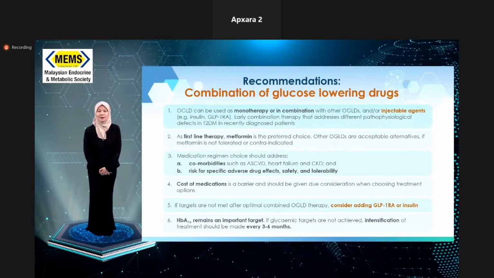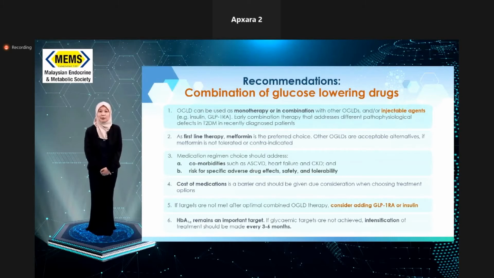So this recommendation at the end of the section summarizes the points that I've highlighted above, including oral glucose-lowering drugs can be used as monotherapy or in combination. However, intensification of treatment should be done rapidly or promptly in newly diagnosed patients. Metformin remains as the first-line therapy.